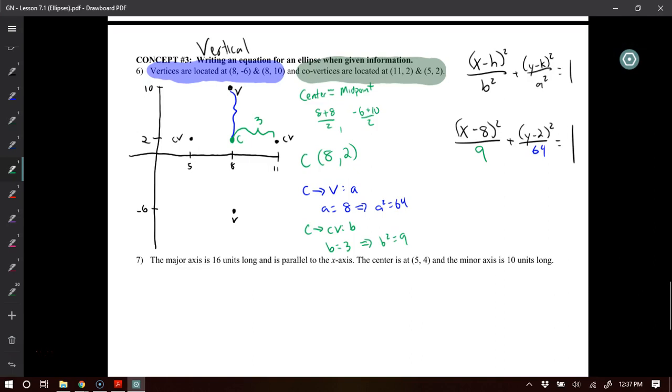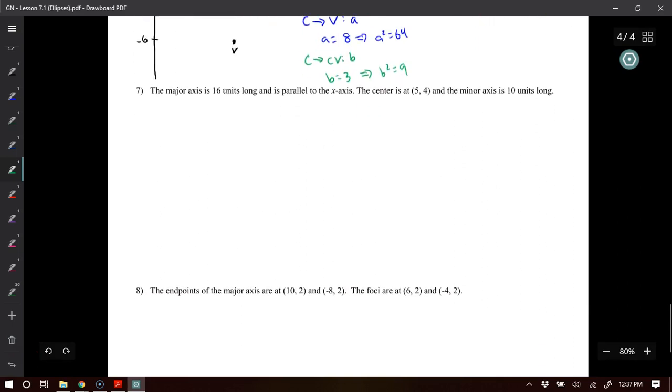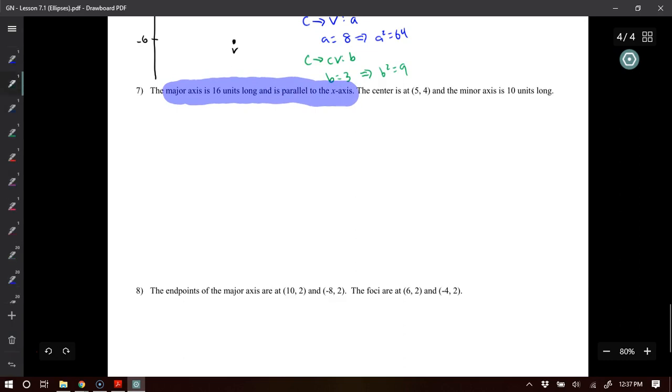Well, there's our equation for the ellipse. So it looks like that understanding the formulas, visually what is A, visually what is B, visually what is C is really, really important. If I look at number 7, it's telling us that the major axis, these are vertices, the major axis is 16 units long and it's parallel to the x-axis. Now, why is that important? Well, if it's parallel to the x-axis, that's telling us that this is a horizontal ellipse.